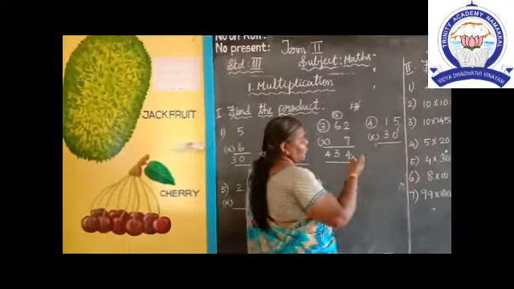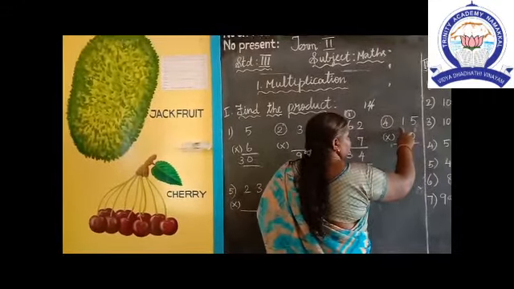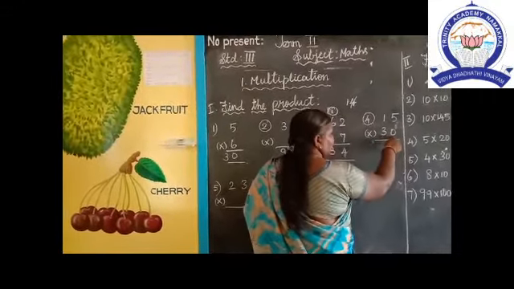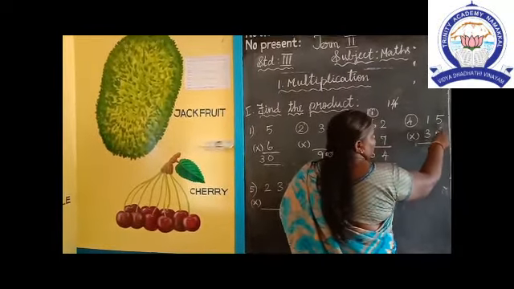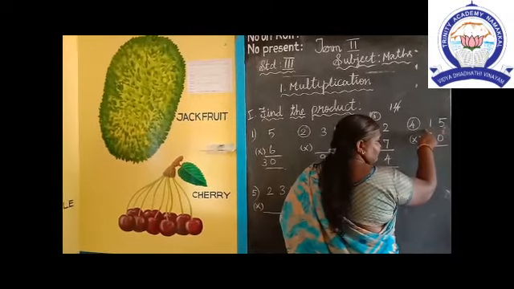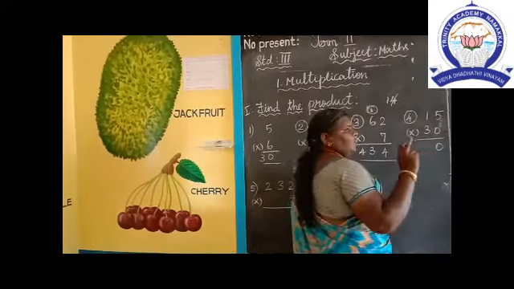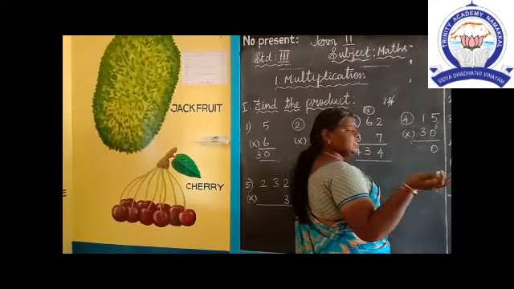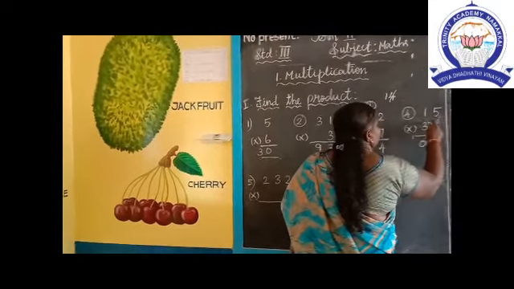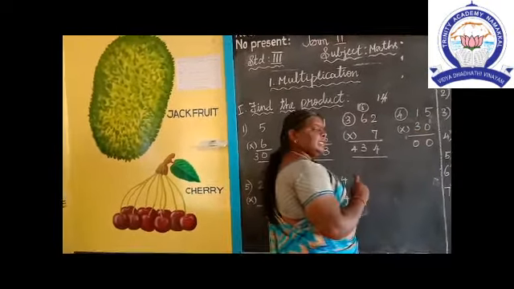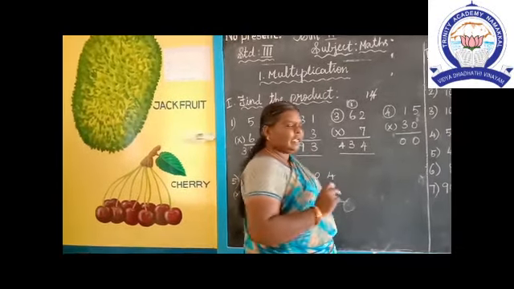See the fourth sum, 15 multiplied by 30. These two numbers are two digit numbers. You take the one's place digit to multiply the first number. 0 5s are 0. Any number you multiply with 0, the answer is 0. 0 1 is 0. 3 5s are, say the 5 table up to 3 times, 1 5 is 5, 2 5s are 10, 3 5s are 15.